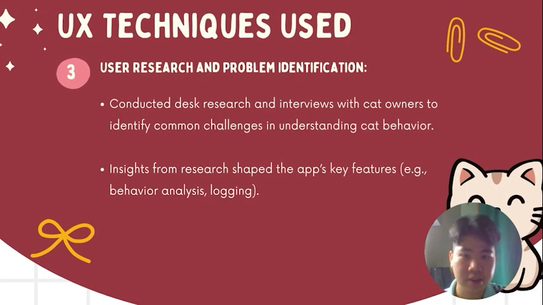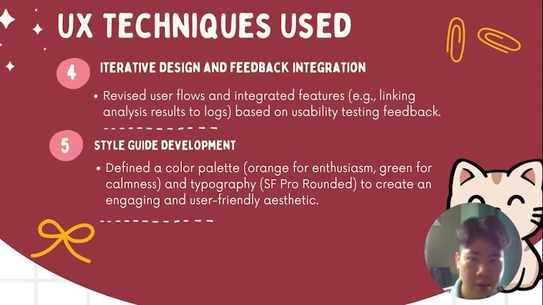The third UX technique is user research and problem identification. They conducted desk research and interviews with cat owners to identify common challenges in understanding cat behavior. Insights from the research also set the app's key features, for example behavior analysis and logging. The fourth UX technique used in this case study is interactive design and feedback integration. In this technique, they revised user flows and integrated features like linking analysis results to the log, based on usability testing feedback.